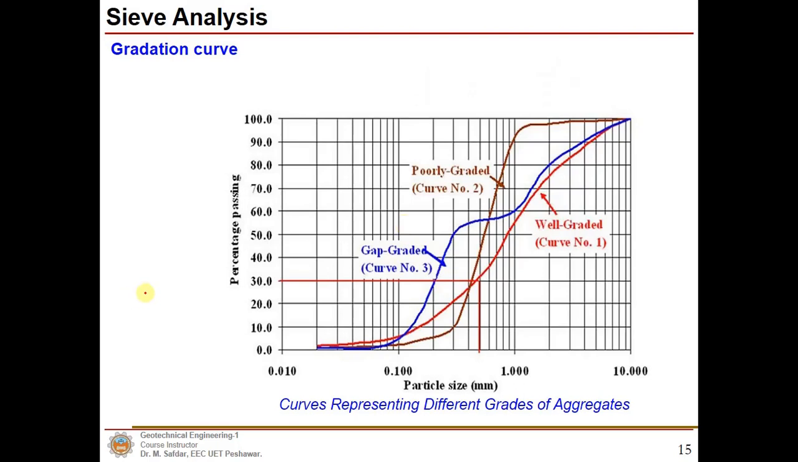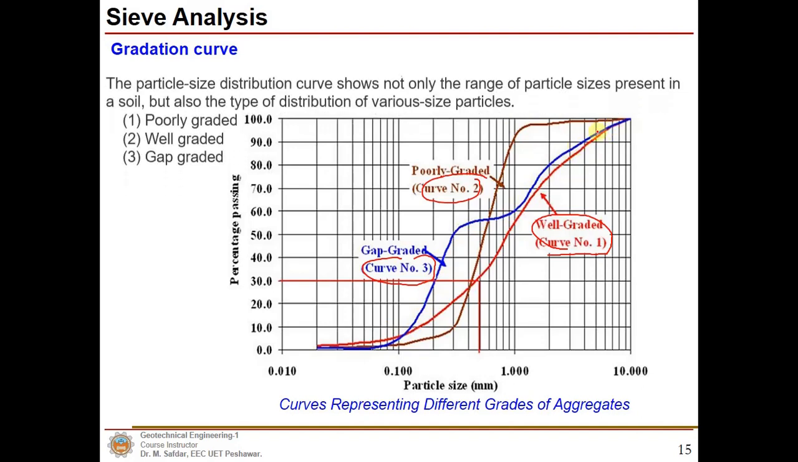Now there are three curves which have been plotted. Curve number one shows the well graded soil. Curve number two shows a poorly graded soil, and curve number three shows gap graded soil.